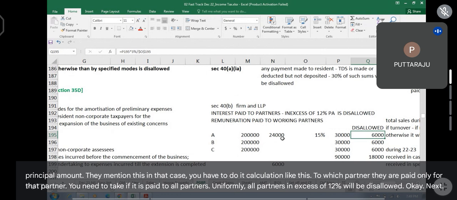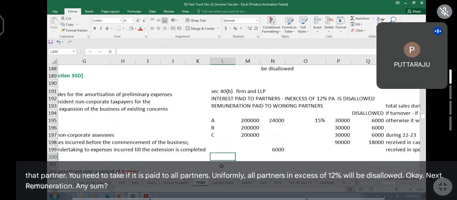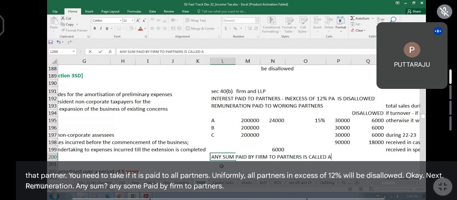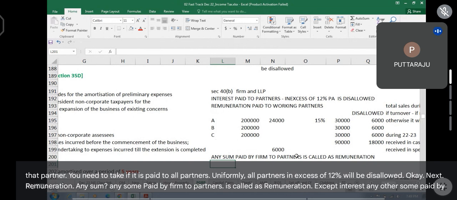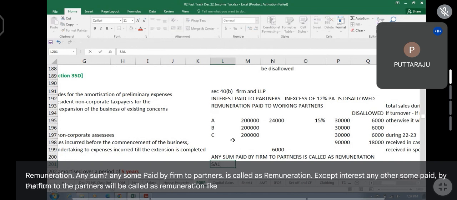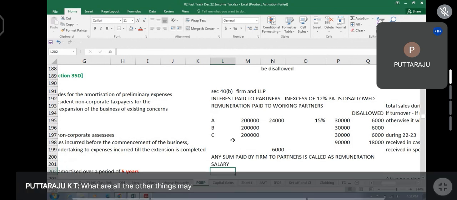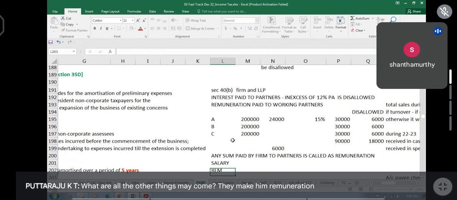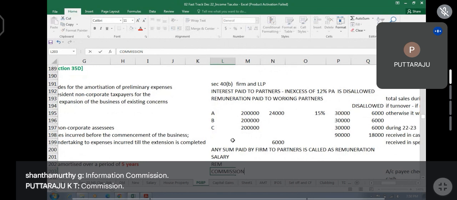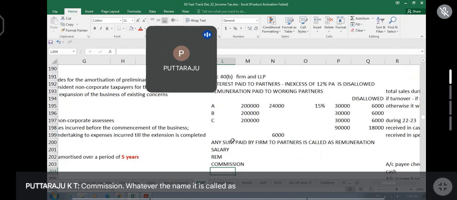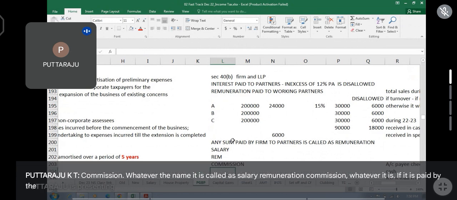Okay. Next, remuneration. Any sum paid by the firm to partners is called remuneration. Except interest, any other sum paid by the firm to the partners will be called remuneration, like salary, commission, whatever the name it is called, salary, remuneration, commission, whatever it is. If it is paid by the firm to the partners other than interest, it will be termed as remuneration.